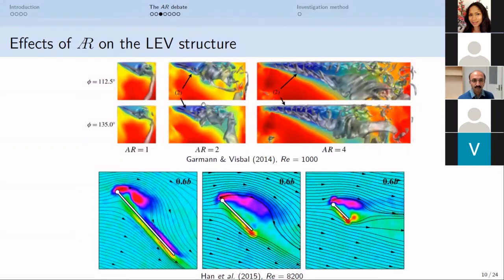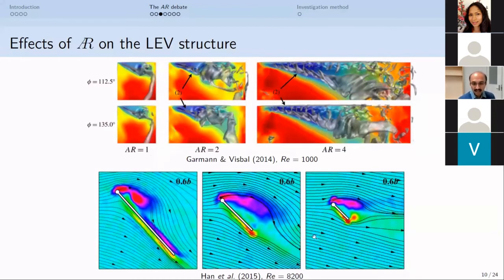In the numerical study by Garman and Wisbel, they looked at the vortical structure on different aspect ratios. The smaller aspect ratios showed a single coherent vortex, whereas larger aspect ratios had 2 co-rotating vortices, and there is a growth and bursting of some vortex into non-coherent structures. So this is detrimental for the lift acting on the wing. And therefore, this shows that lower aspect ratios might be better for lift coefficient.